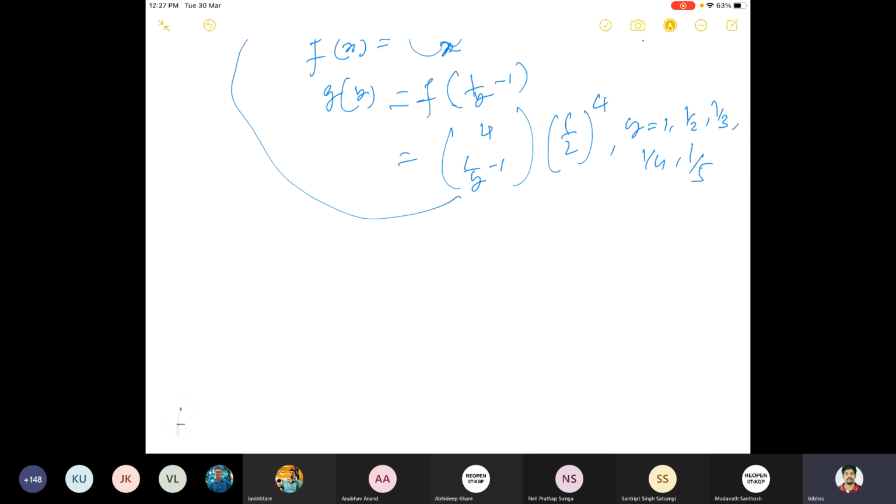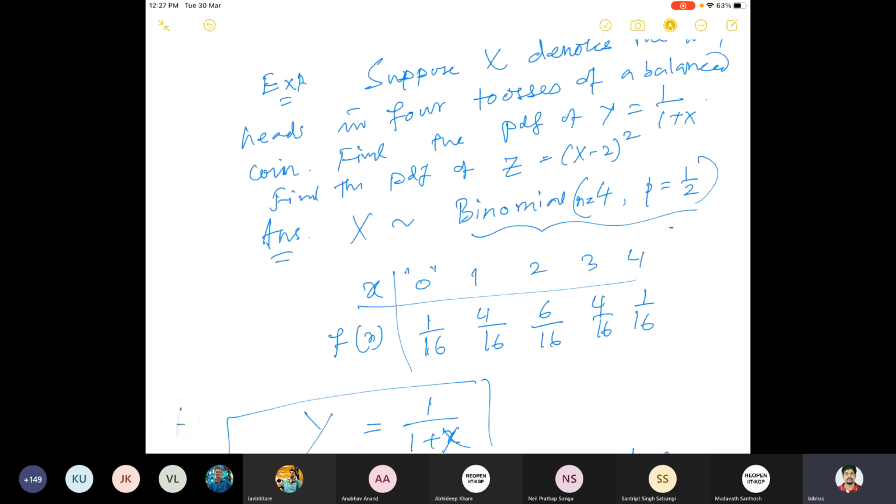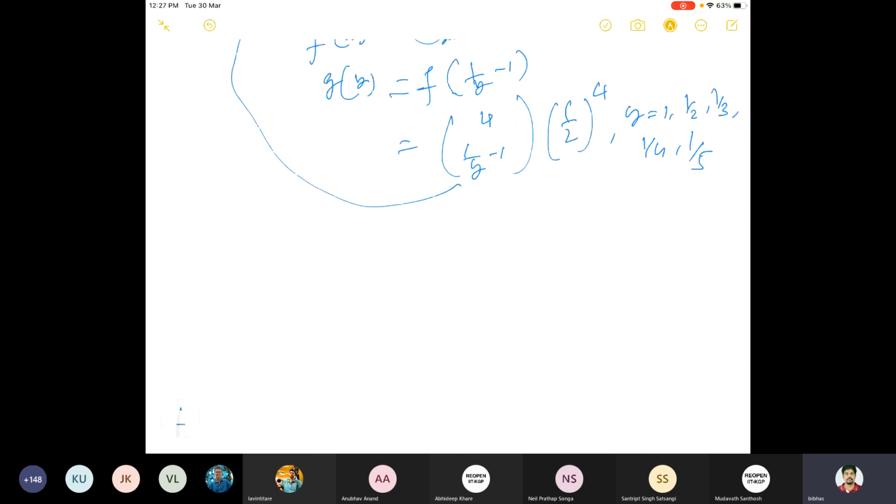But the change will be there when this function is not 1 to 1. For example, if I just change this function, instead of y equal to 1 plus x, suppose I ask you to find the PDF of some other random variable z, which is, let's say, (x minus 2) whole square. Then you will see this function is not 1 to 1, but for different values of x you can get the same z. So then this distribution function will change.